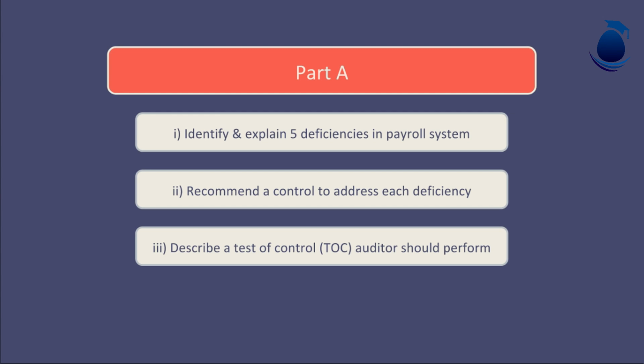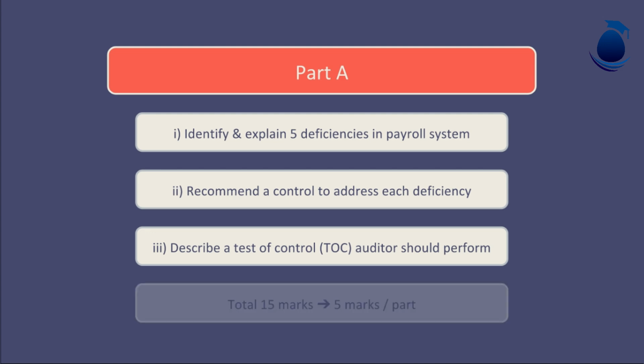All deficiencies are in the scenario. You have to find them, explain why they are a deficiency, recommend a control, and create a valid control test to assess it. This is a 15-mark question, so 5 marks per sub-requirement.